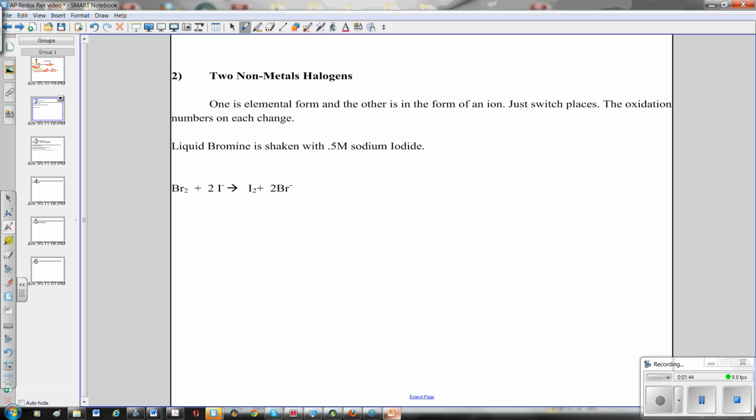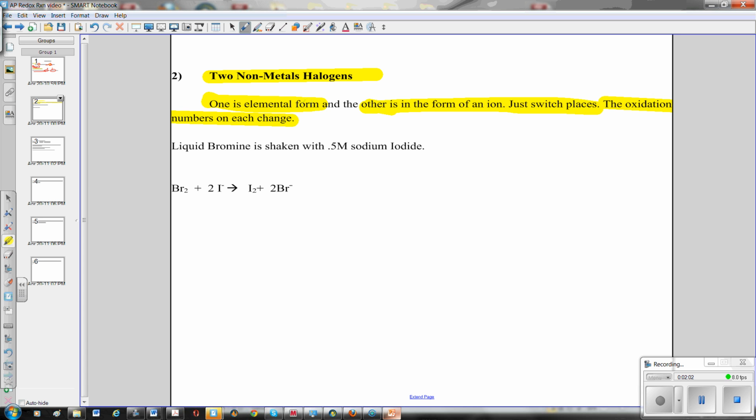Pretty easy to spot. You should know what a nonmetal is. They're going to be halogens, actually. So one's going to be again in elemental form, should sound familiar. The other one's going to be in the form of an ion. They're just going to switch places. That's all that's going to happen. The oxidation numbers are going to change. One's going to be oxidized, one's going to be reduced.